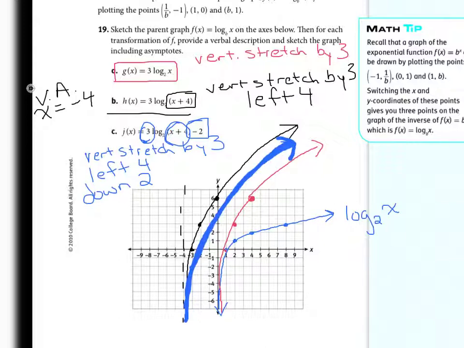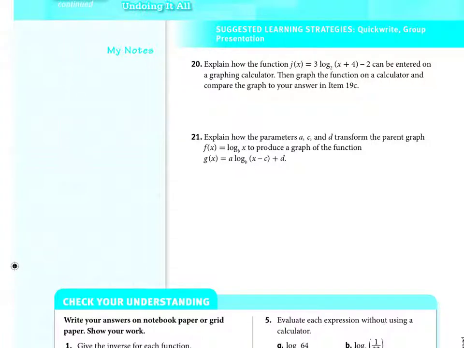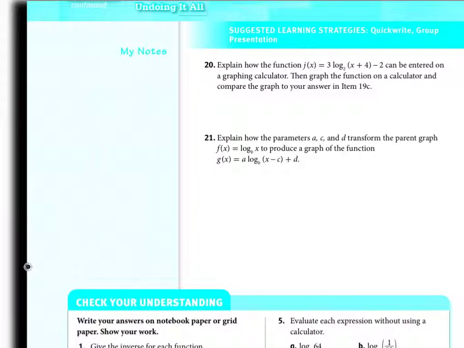Now, a few people had asked in one of the other classes, how could I graph this on my calculator? Well, there is a way. So let's talk about how that can happen. How could I graph this function on my calculator? Well, let's start with that parent graph, log base 2 of x.